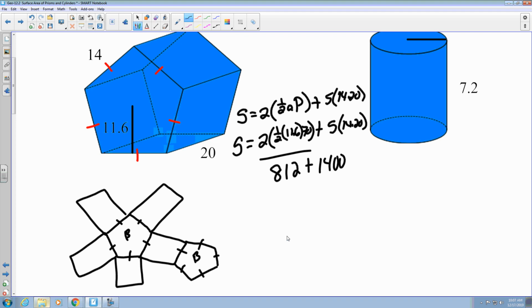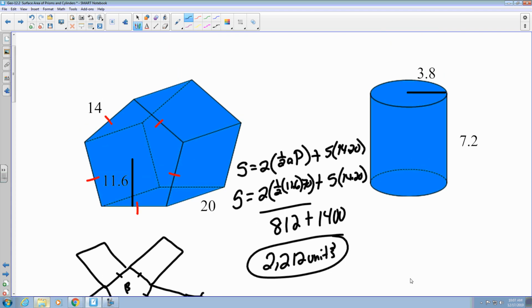Add those together, I get 2212, and I have it as square units. Okay, so essentially with this one here, it's just like what we did in the previous example. Make your rectangle and then put your circles in there. So that would be the net for this one.